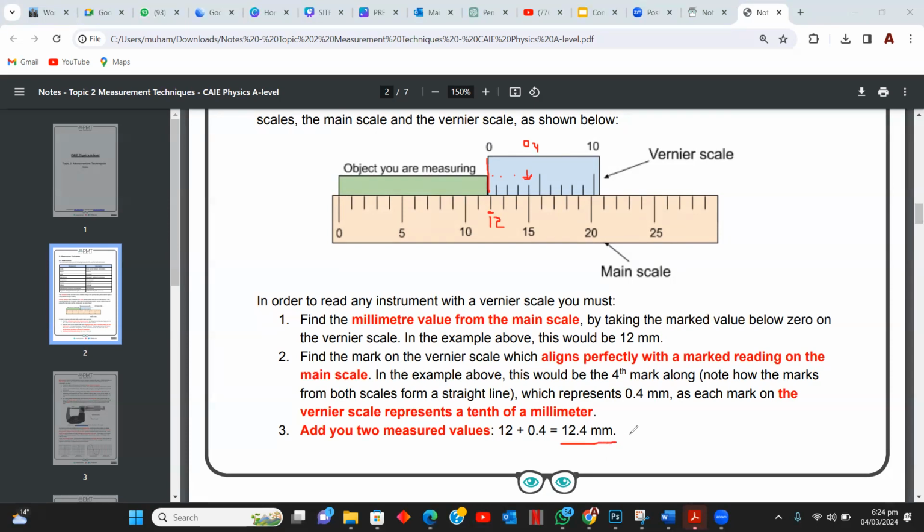Now, the first reading was of the main scale, the second reading was of the vernier scale, and the third final reading was the addition of both of these readings. Okay?